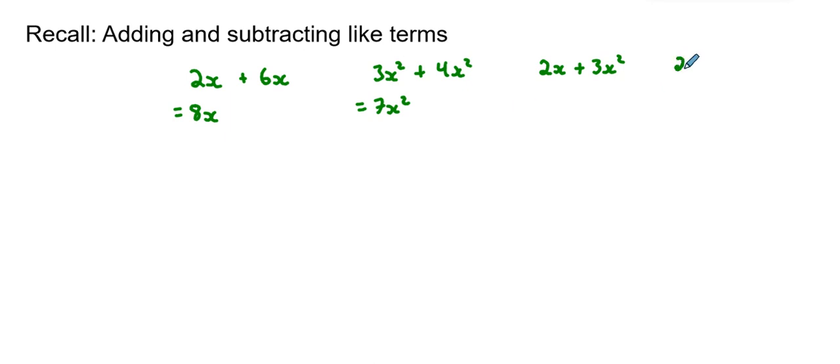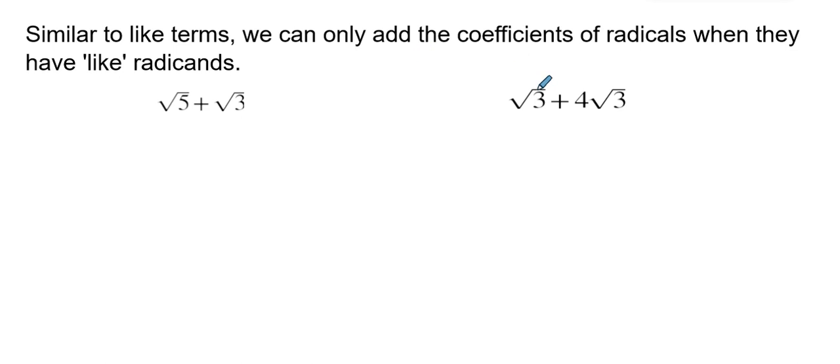Similarly, if I had different variables, 2x plus 7y, again, those are unlike variables. I can't add those. So we have very similar ideas here to all this like term algebra that you already know. So similarly here, we can only add radicals when they have like radicands. And again, the radicand, if you remember, is the value under the radical symbol.